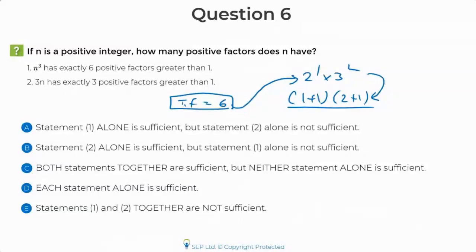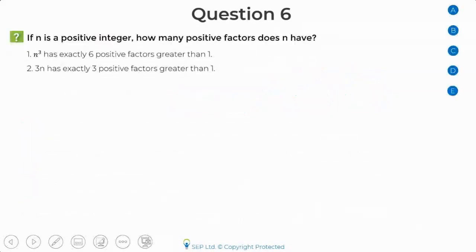Now, in this question the stem doesn't give us much to work with. N is a positive integer. Okay, that's good, so I know n is greater than 0. And I need to find out how many positive factors n has. So you should be able to infer that you're looking for the total factors of n.